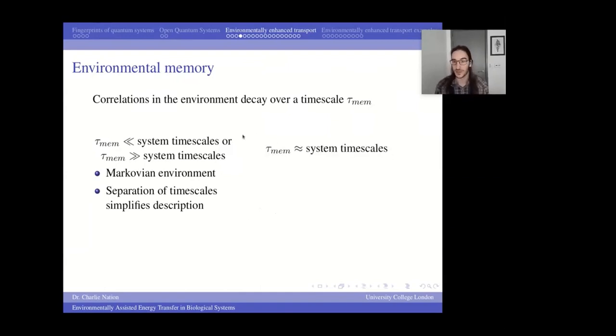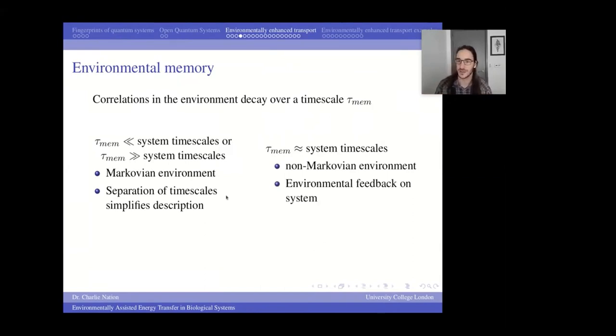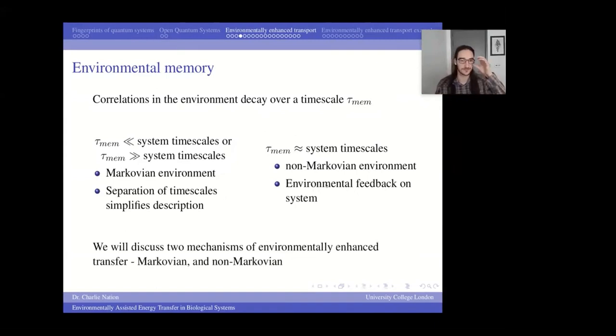It becomes much more difficult when we have this memory time acting over timescales that are similar to the system. Because in this case, we have to track at least some of the degrees of freedom of the environment as well, because there's feedback from the environment back to the system depending on earlier states of the system. So it's a much more complicated process when we don't have this separation of timescales.